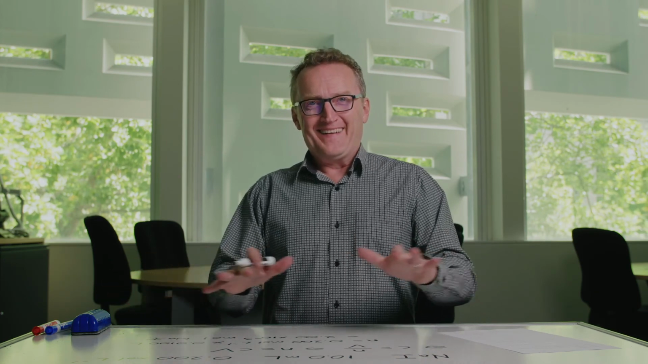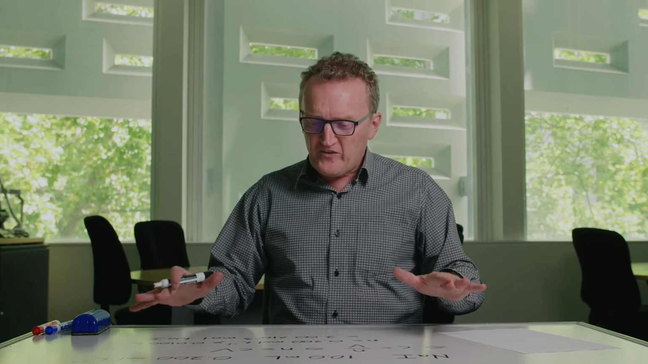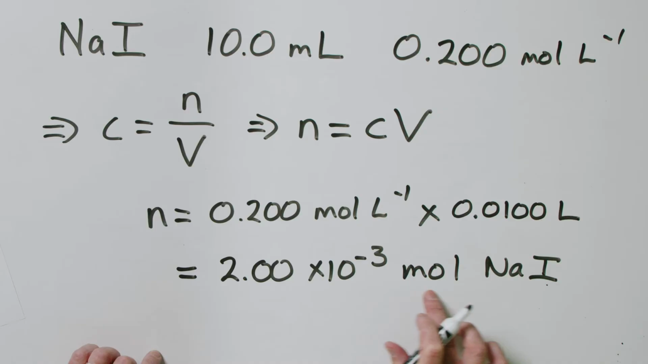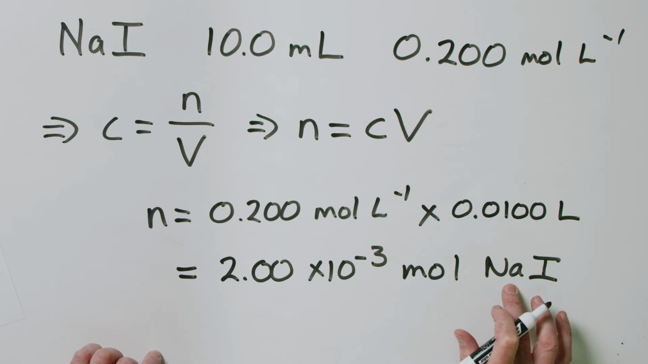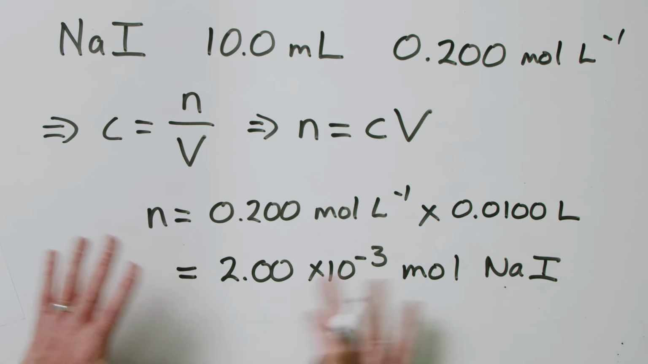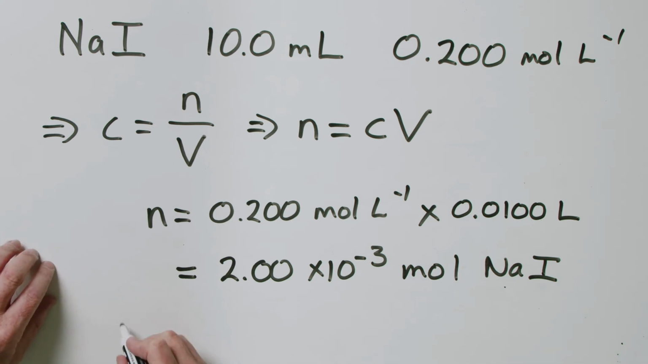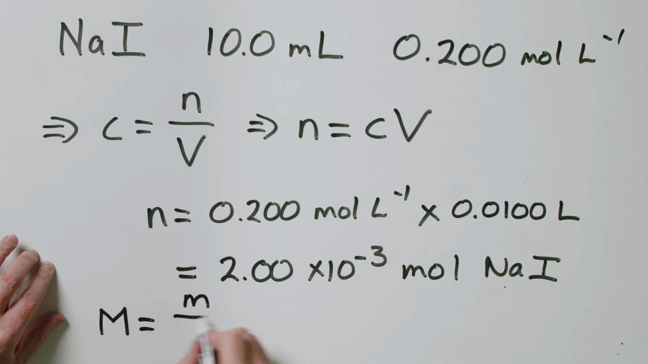Now the question asked not for the amount, but it asked for the mass. So therefore, like any stoichiometry problem, we've got to figure out which equation to use. Now we've got n and we've got a chemical formula, so we can get a molar mass, and then from that we can get a mass. So therefore we're going to be using good old n equals m over M.